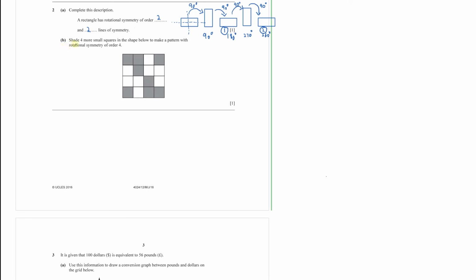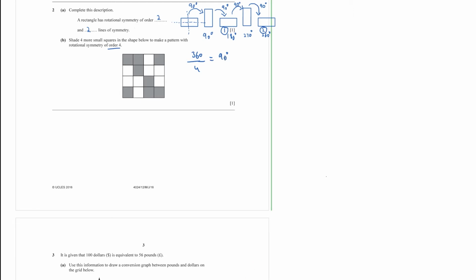Part B is: shade 4 more small squares in the shape below to make a pattern with a rotational symmetry of order 4. So first we need to find after how many degrees this pattern will repeat. That means you divide the full 360 degrees by your rotational symmetry order, which is 4 here. So 360 divided by 4 is 90 degrees. So that means this pattern will repeat every 90 degrees.